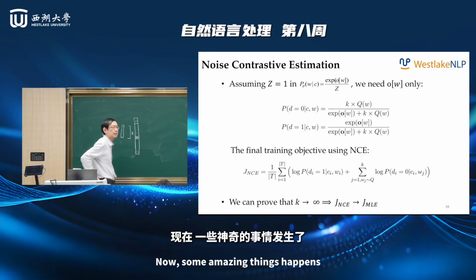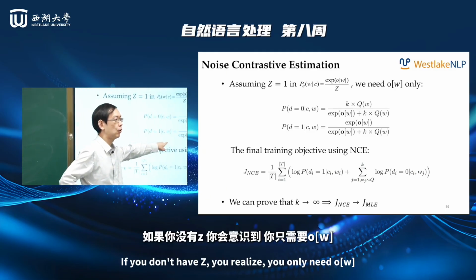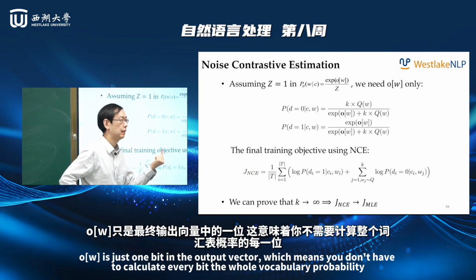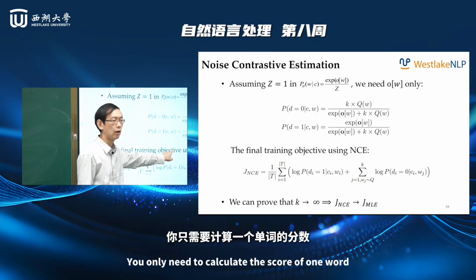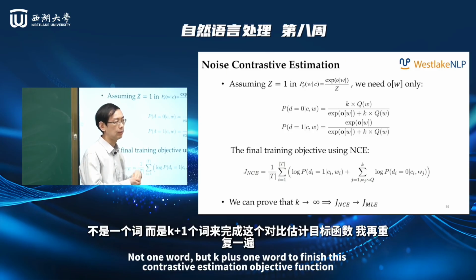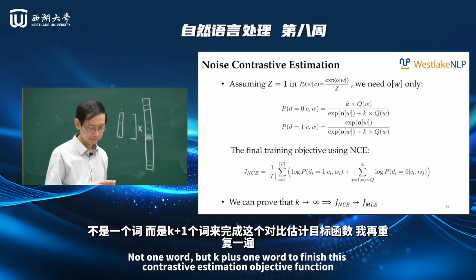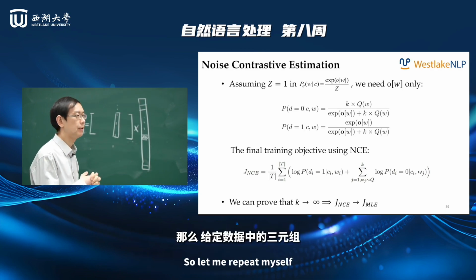Now, some amazing things happen. If you don't have Z, you realize, okay, you only need O_W, right? O_W is just one bit in the output vector, okay? Which means you don't have to calculate every bit, the whole vocabulary probability. You only need to calculate the score of one word, okay? Not one word, but K plus one words, to finish this contrastive estimation objective function.